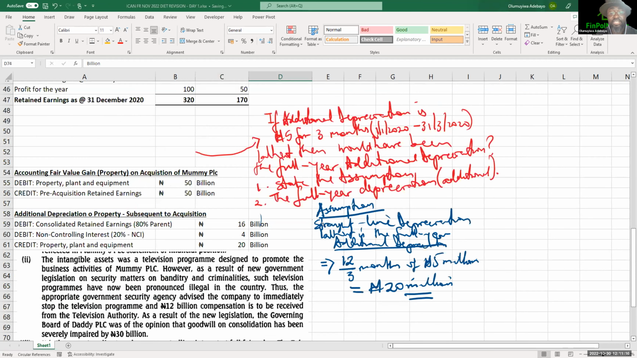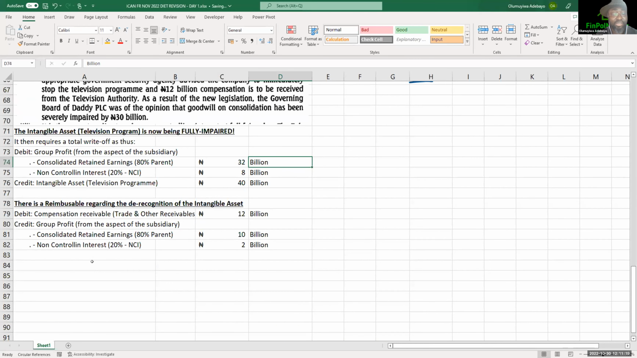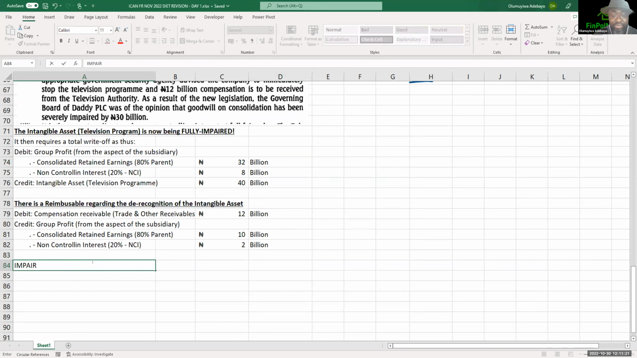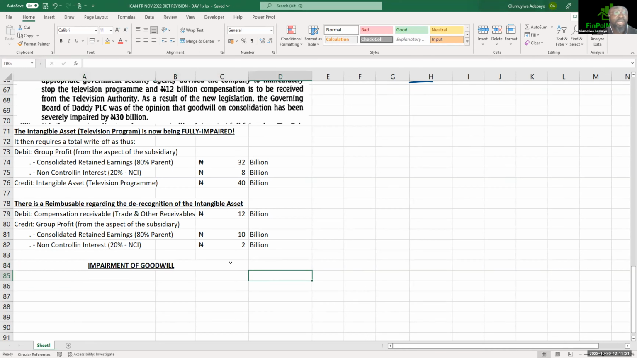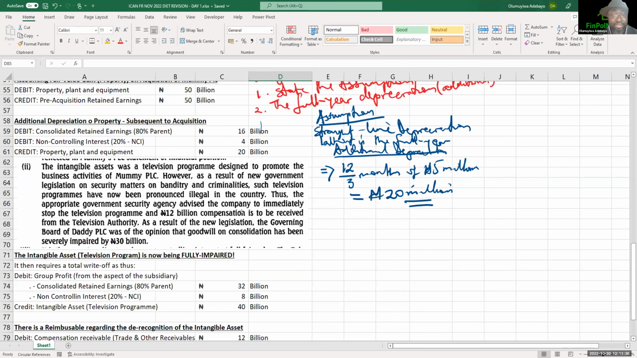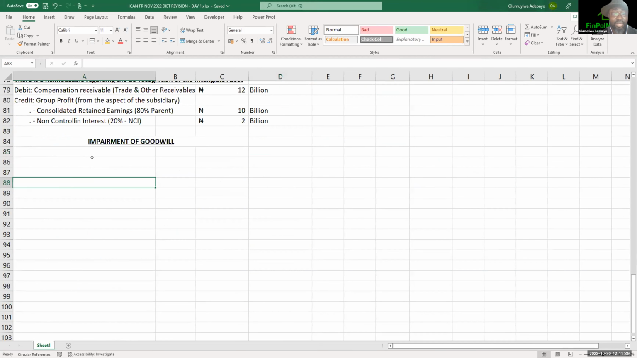Now, there's an issue about impairment of goodwill, also resulting from that, because the goodwill is coming from the perspective of the subsidiary. Let's go back here. We are told here that as a result of new legislation, the governing board of Daddy PLC was of the opinion that goodwill on consolidation has been severely impaired by 30. Now, how do we account for that?